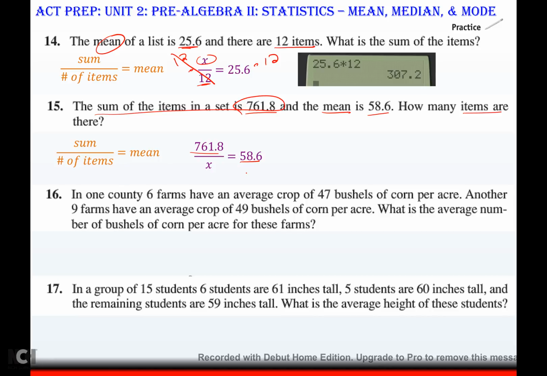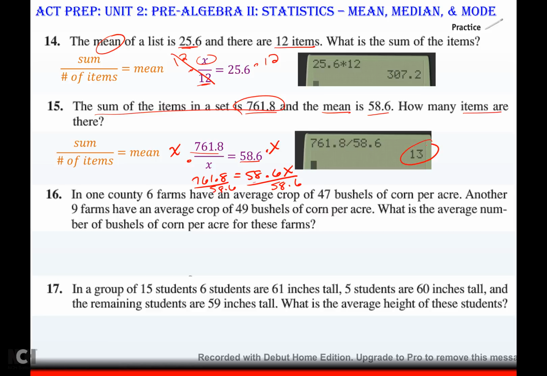To solve this one, I've got to get rid of x on the bottom, so I'm going to multiply both sides by x, and that gives me 761.8 equals 58.6x. Now that x isn't in the denominator anymore, I can get rid of the 58.6 if I divide by 58.6, and I get 13. So there must have been 13 items.